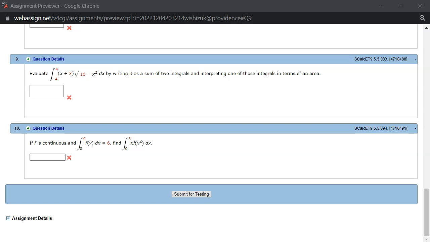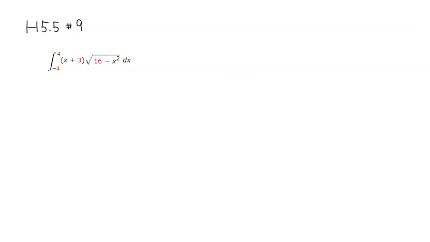All right, let's look at homework 5.5, problem number 9. We want to evaluate this integral by splitting it as a sum of two integrals and interpreting one of them in terms of area. So let's do that.